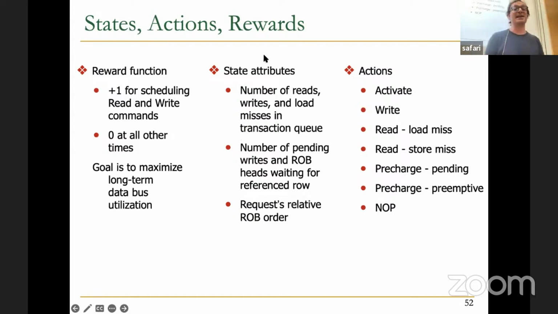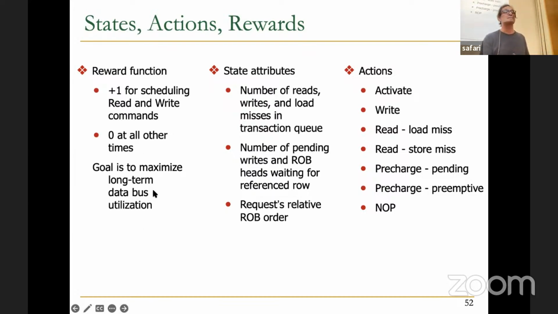And then there's the state attributes, which is one of the hardest parts. Actually, the hardest part is really the reward function in the end. But in this case, we made it easy because we're assuming that whenever we schedule read and write commands, we get a +1 positive reward. Otherwise, we get a 0 reward, essentially.